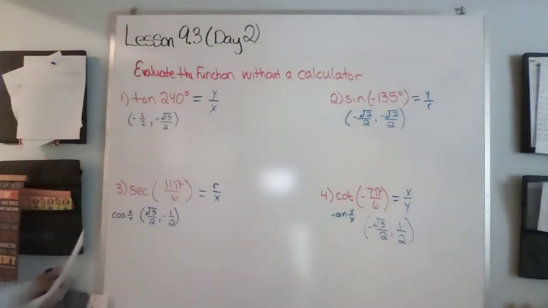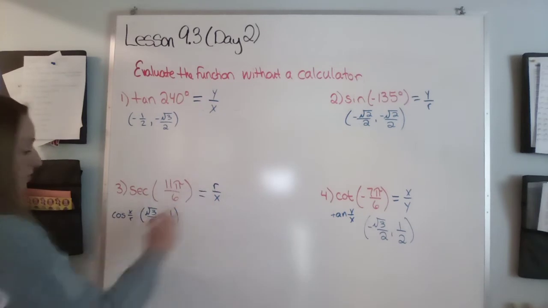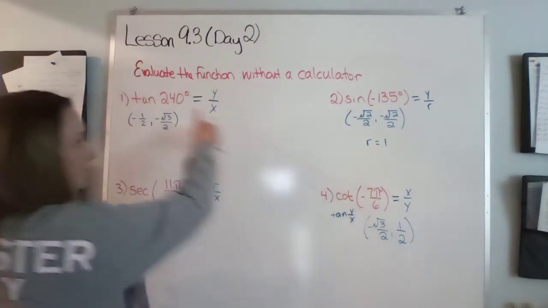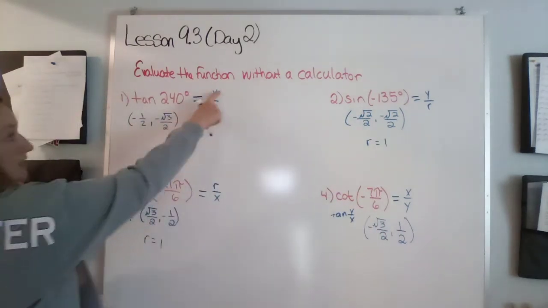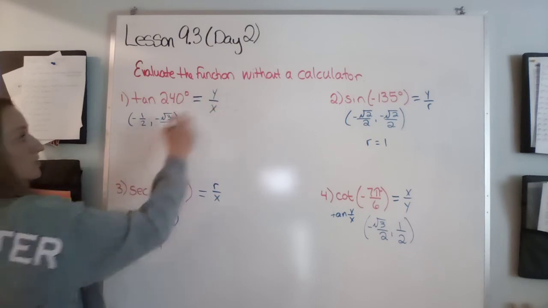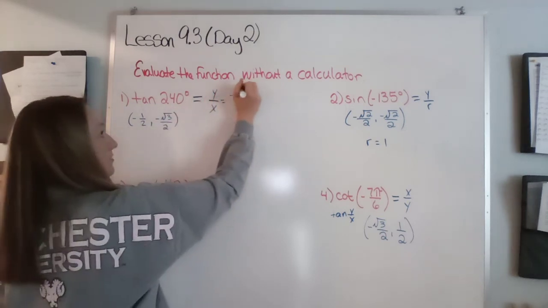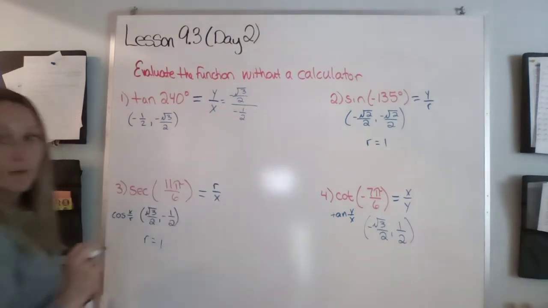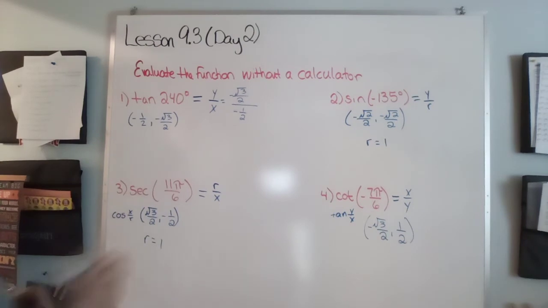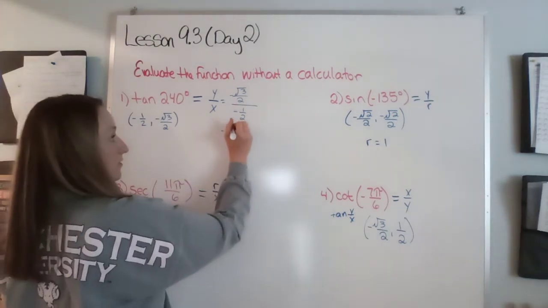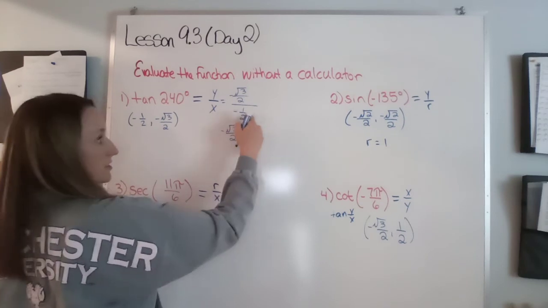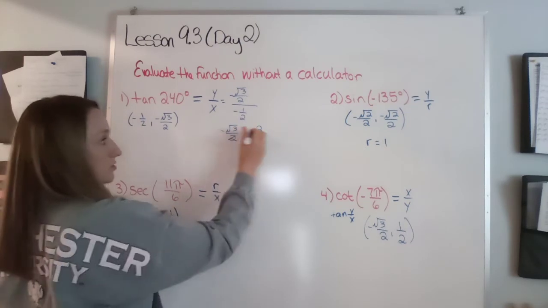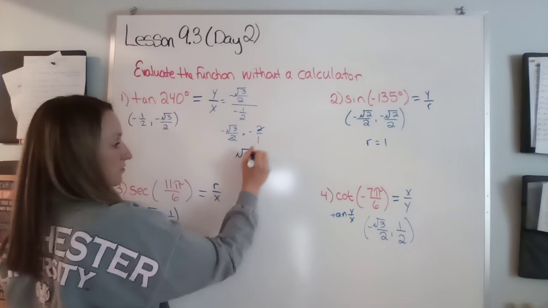Because we're in the unit circle, remember our r value is 1. I don't need the r value for the other two. Here it's y over x, so we're going to have negative root 3 over 2 divided by negative 1/2. We can't leave it like that because that's a complex fraction. So you may want to rewrite it as negative root 3 over 2 times the reciprocal, negative 2 over 1. A negative times a negative is a positive. The 2's cross simplify, so you have a positive root 3.